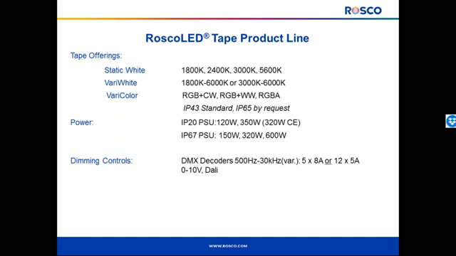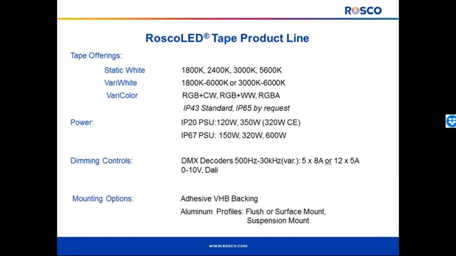We've got a full complement of power and dimming controls, and I'll get into this in a little bit more detail in future slides, but we've got a range of capacities to meet the needs of small, medium, and large projects. For the dimming controls, we offer DMX, 0 to 10 volt, and DALI, which I think covers the majority of the industry needs. And then we've got a couple of different ways that the LED tape can be mounted. The easiest way is just to use the adhesive backing that's on the reverse side of the tape. And an alternate way for more permanent installations would be to use our aluminum profiles. And again, I'll give you more details on that in future slides.